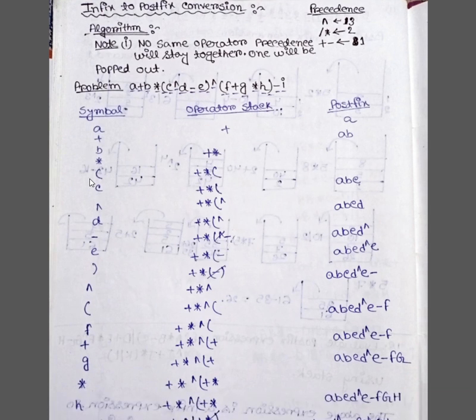I'm going to explain this example to you. So the problem is a plus b multiply bracket c to the power d minus e bracket to the power f plus g into h minus i. I have already written the precedence levels: to the power is the highest precedence level, multiplication and division are second, and minus and plus are the lowest precedence level.